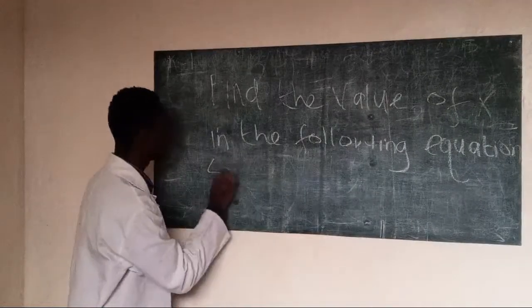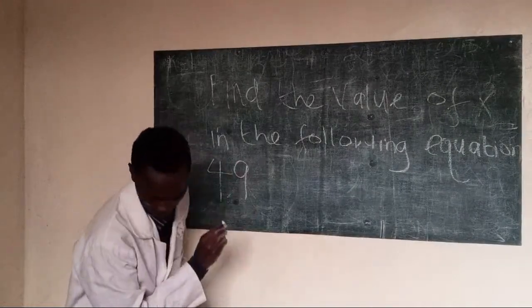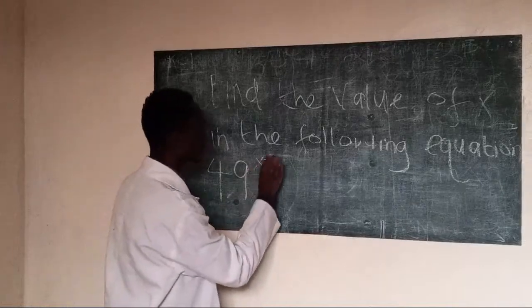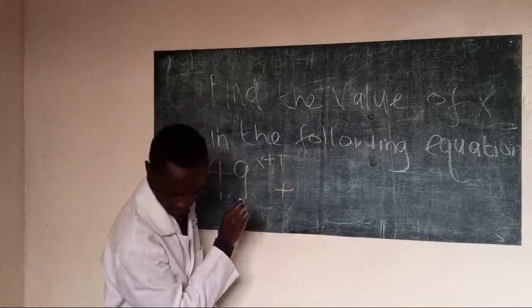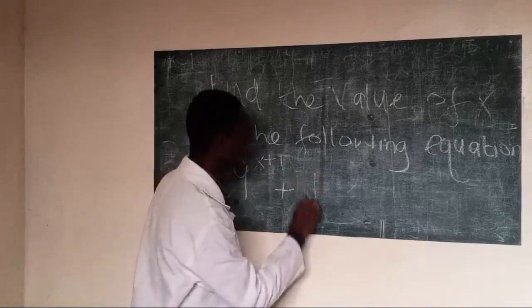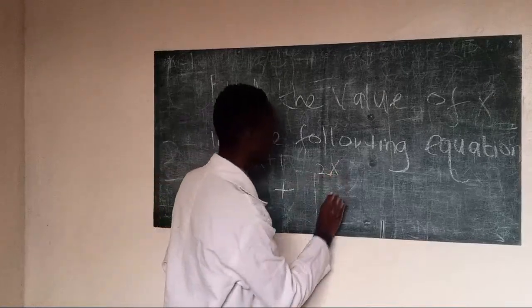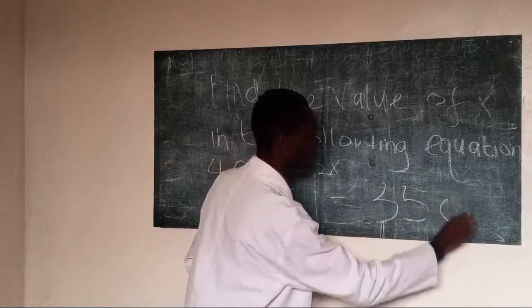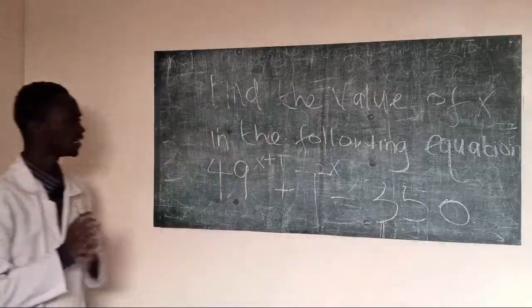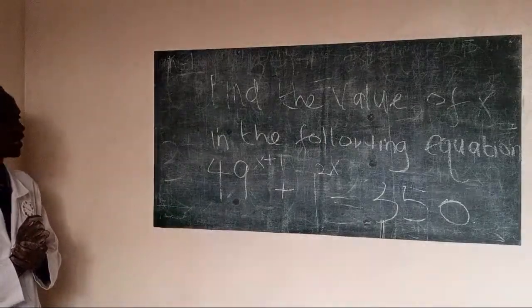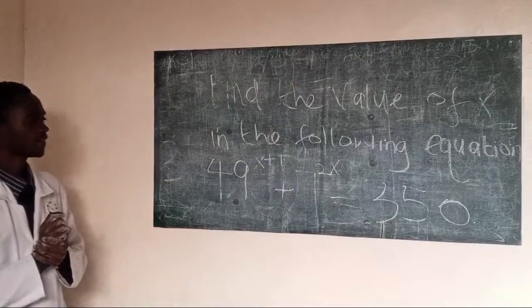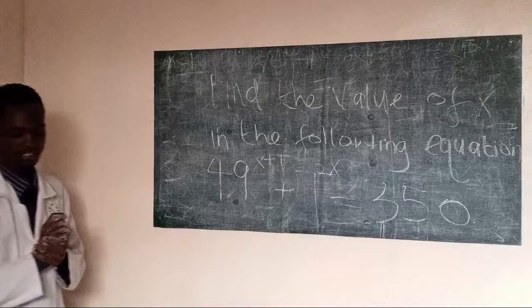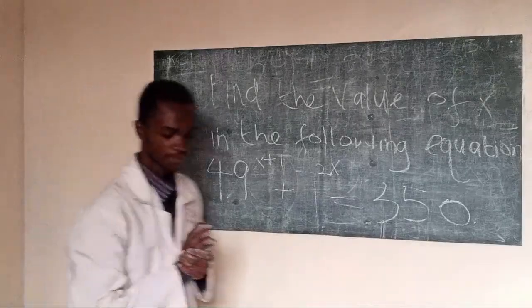49 x plus 1 plus 7 2x is equals to 350. Who can tell me the first step of this calculation?